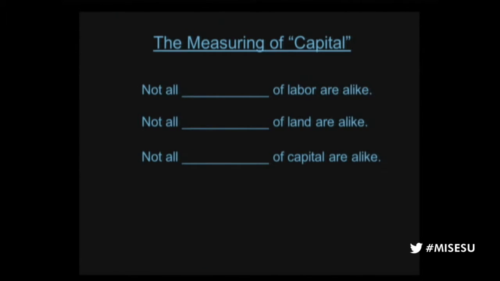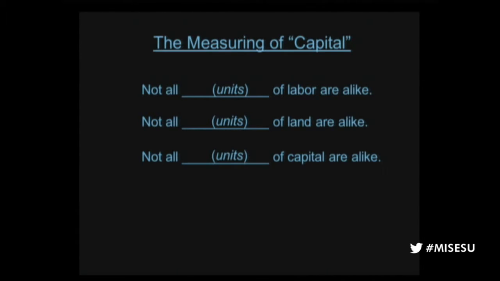Here's a pop quiz, and you have to fill in the blanks. And what you have to fill in is the units. You see, the typical response when I say capital is heterogeneous is, yeah, so is labor, so is land. You know, what are you talking about? How is capital more heterogeneous than that? And the answer is it's dimensionally heterogeneous.